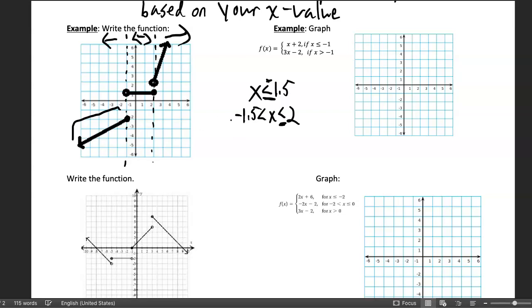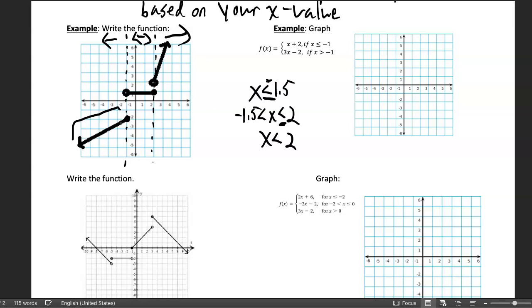So when we're looking at this, what we know is we have a function that only applies when x is less than or equal to negative 1/2, only applies to this side of that line. We have one that applies in between, which would be this one. We have one that only applies to everything right of 2.